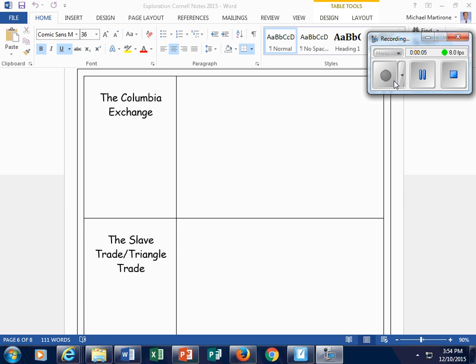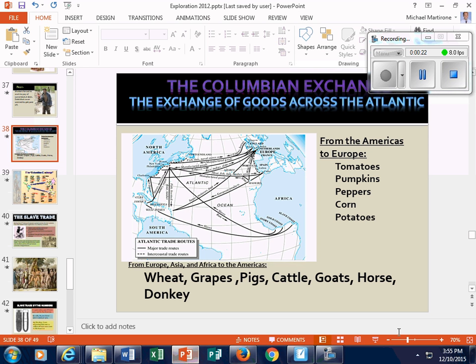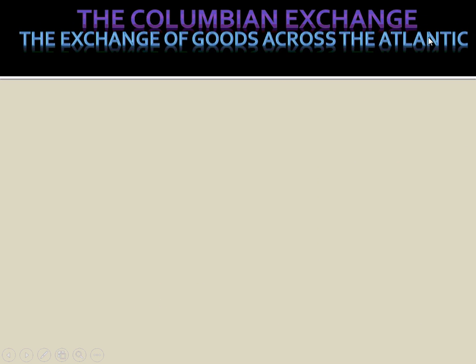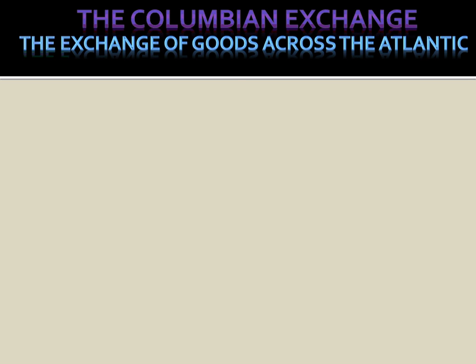In today's segment of the Flip Classroom, I'm going to speak very briefly to you about the Columbian Exchange and the slave and triangle trade. So, in your notes, you want to be open to those pages, and we're going to begin our discussion. So, what was the Columbian Exchange? Well, the Columbian Exchange was the exchange of goods across the Atlantic Ocean.